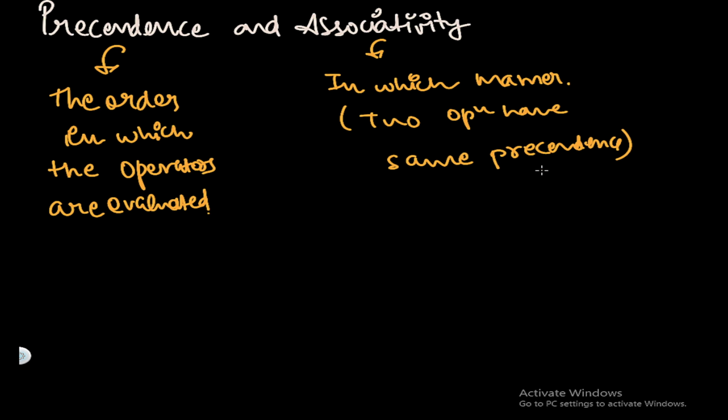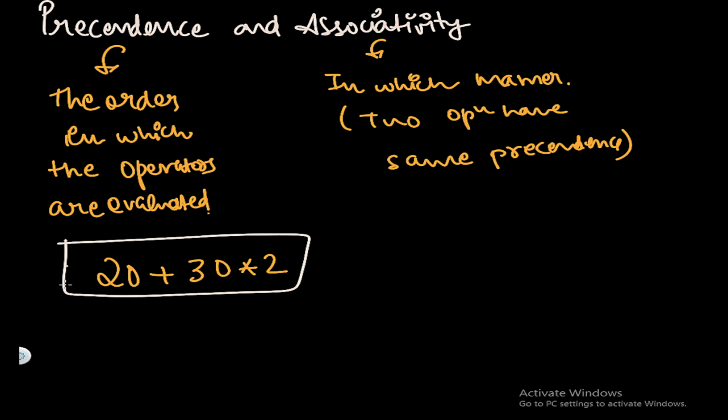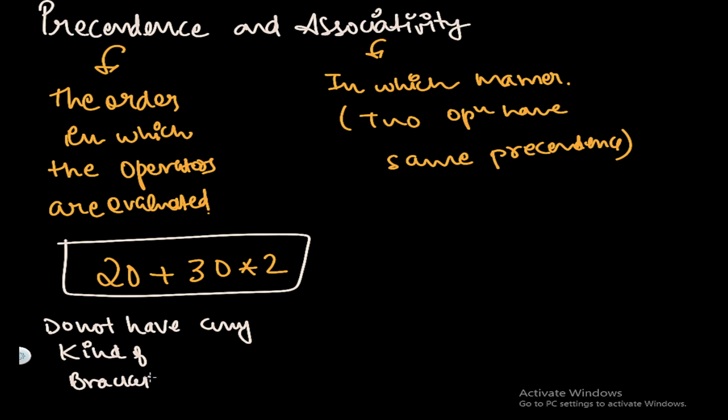Let's take the example of this question: 20 plus 30 into 2, right? Now how will you evaluate this expression? You do not have any kind of brackets. How can you evaluate this expression? So first of all, let us see the table.